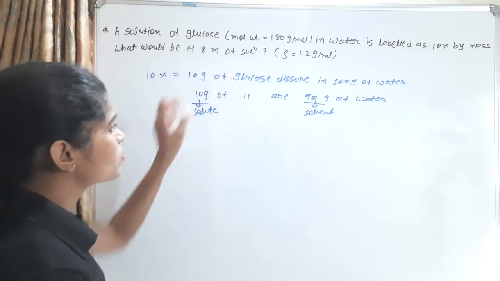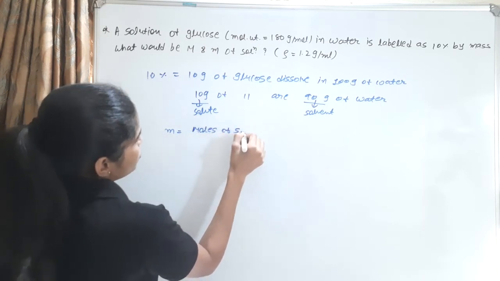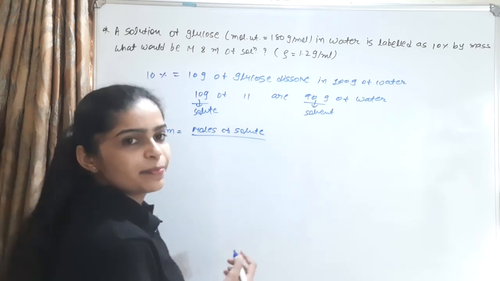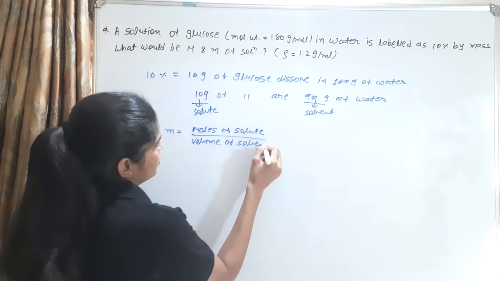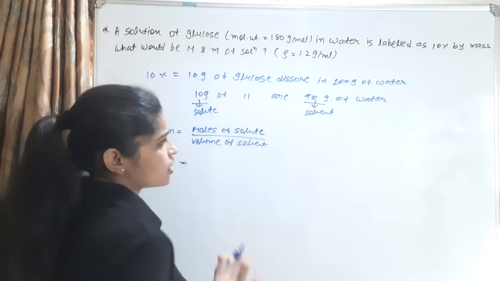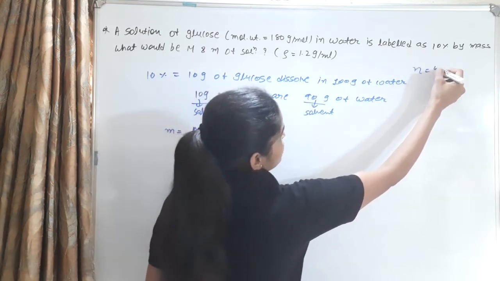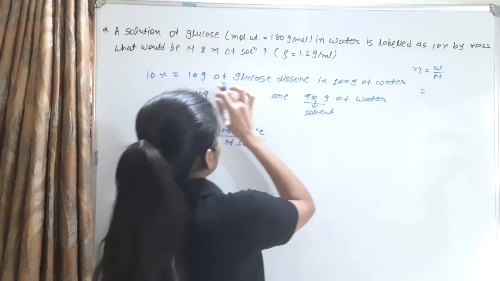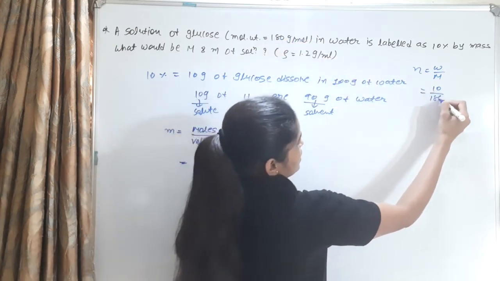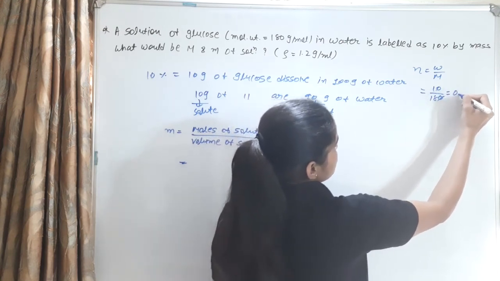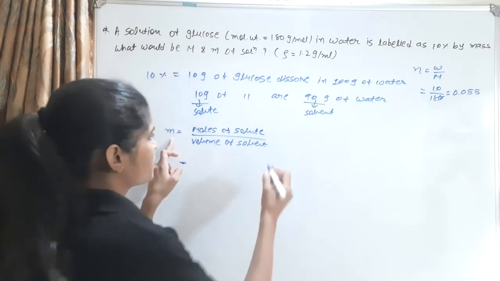So 90 gram is solvent and 10 gram is solute. First we find out the molality. Molality is equal to moles of solute divided by the mass of solvent. How to find out the moles of solute? Mole is n equal to weight upon molar mass. The weight given is 10 gram, divided by the given mass 180. 0 cancels out, 1 by 18, so 0.055. So the number of moles is 0.055.